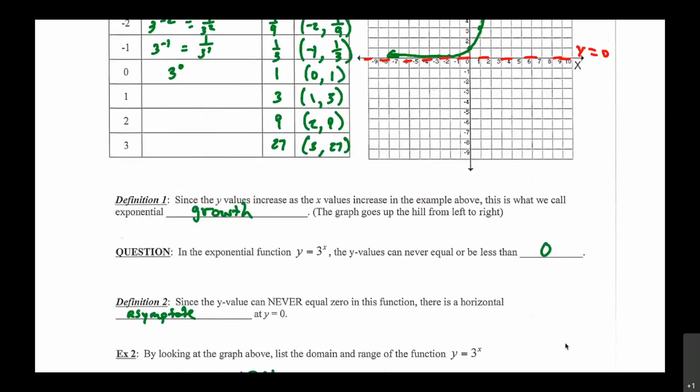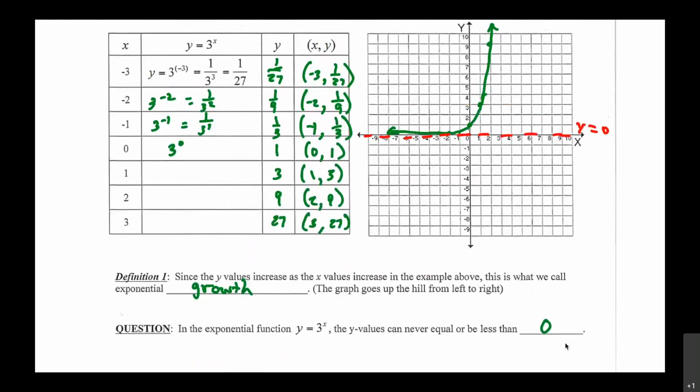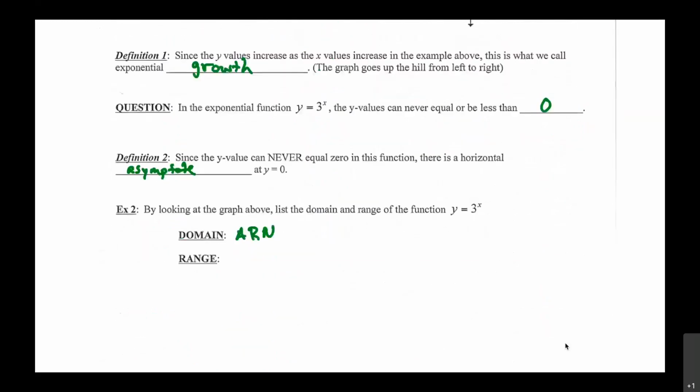How about my range? What about my y values? We kind of talked about that. The y values have to be greater than what? 0. Wherever the asymptote is, that's where the y values have to be greater than in this case. So we've got y equals 0. Therefore, our range is y has to be greater than 0. All of the y values of our exponential function have to be above that graph. All right, let's go to the next one.